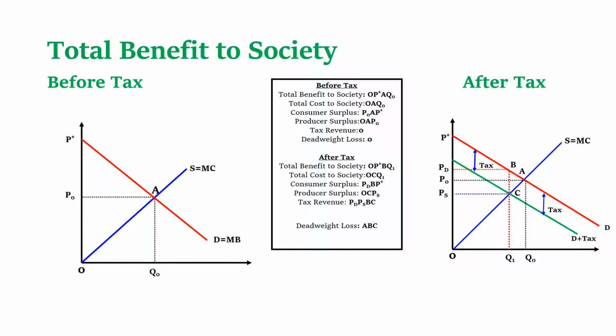a deadweight loss here. So the more elastic the demand, the greater the deadweight loss. The less elastic the demand, the lower the deadweight loss. Likewise, the more elastic the supply, the greater the deadweight loss. The less elastic the supply, the lower the deadweight loss. Now we're going to see who actually bears the burden of the tax, whether it is the consumer or the seller. Again, it depends on the relative elasticities of demand and supply.